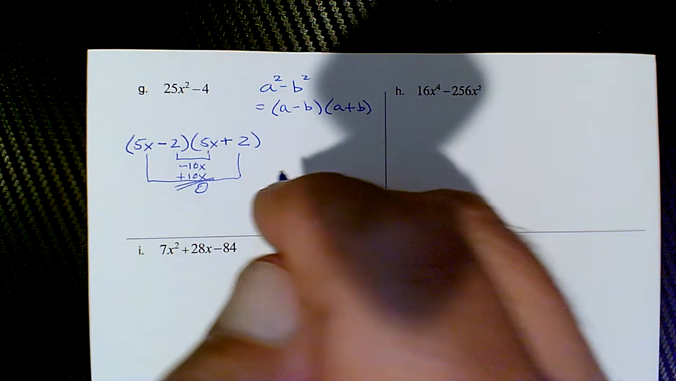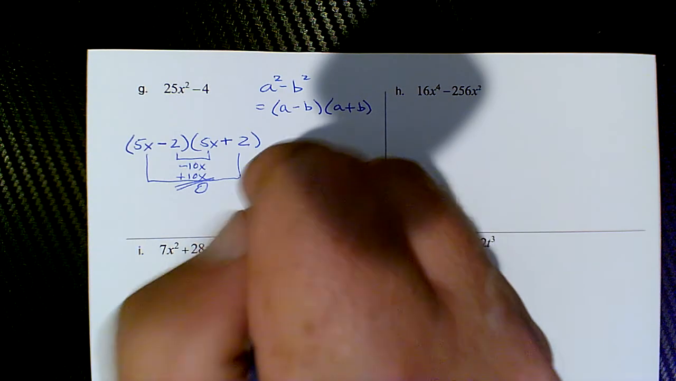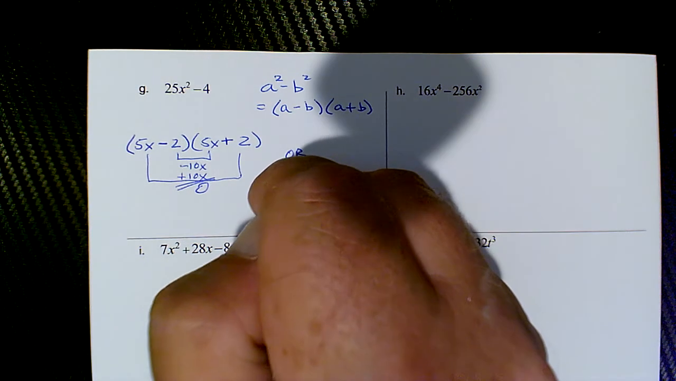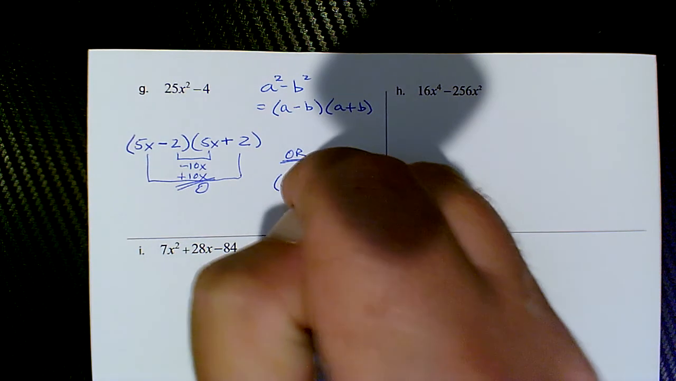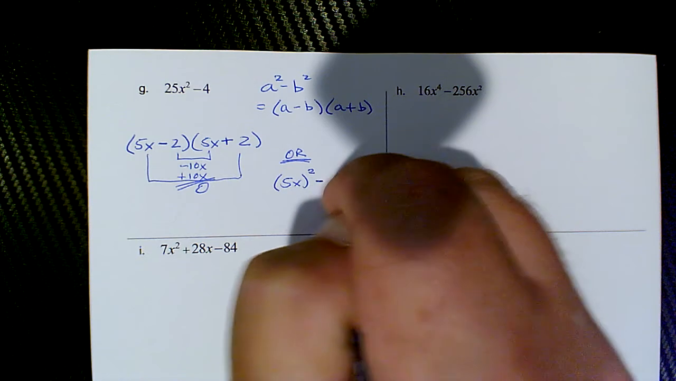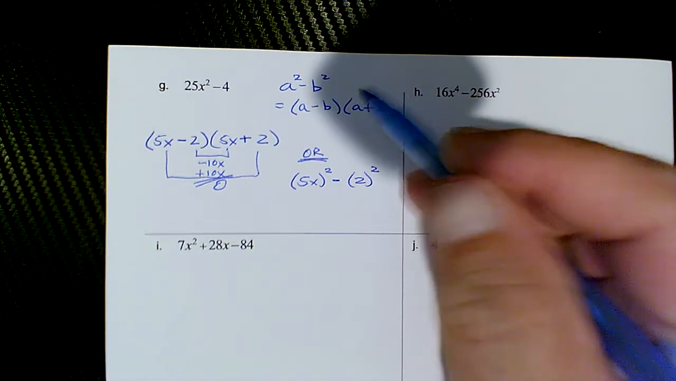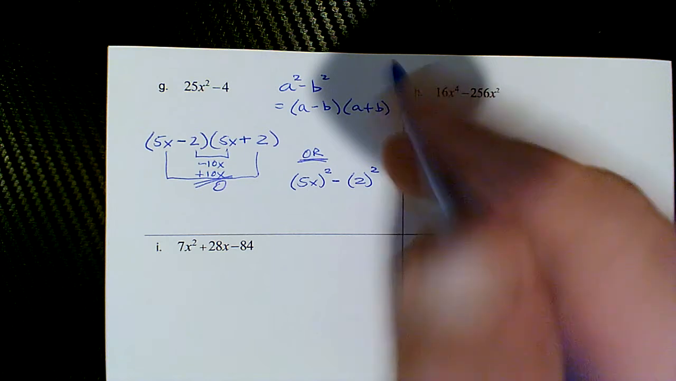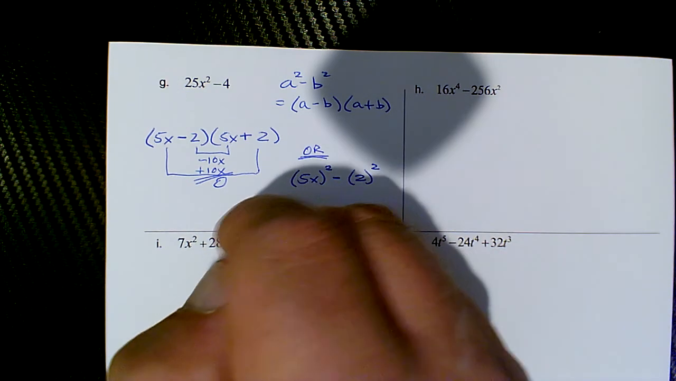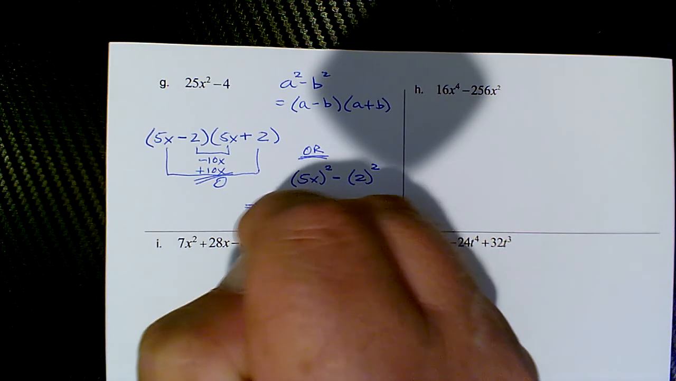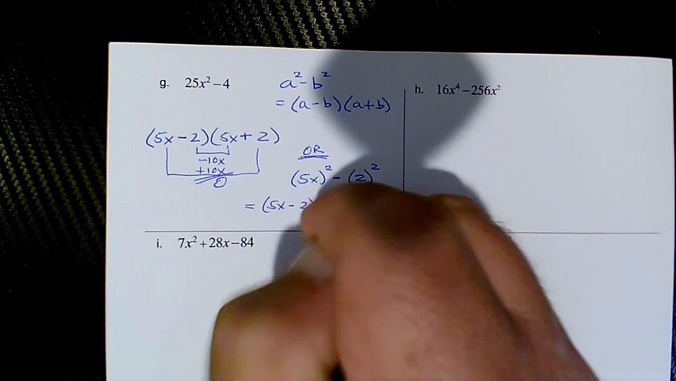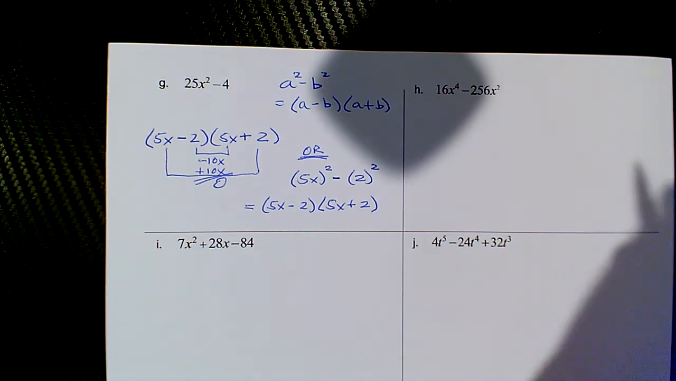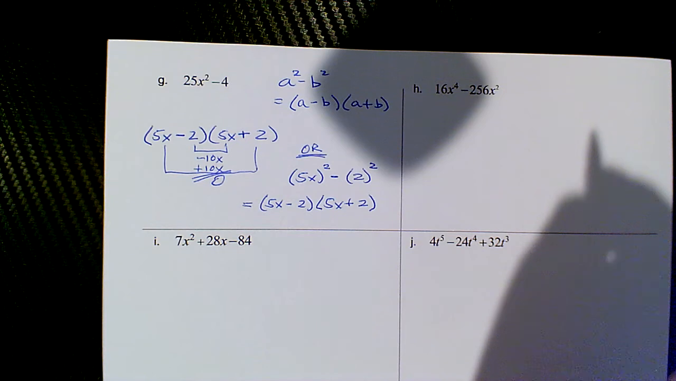Now, the other method is to think of, I'll put "or" here. I think this is more difficult, but if you like, you could think of it as 5x squared, as a quantity squared, minus 2 as a quantity squared, where it's fitting the form of a squared minus b squared, and then complete the factorization according to our special formula. So if you like it this way, that's fine. But I think it's easier just to think of the concept of the difference between two perfect squares.